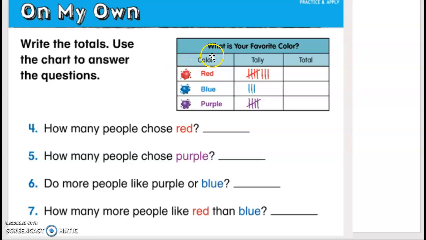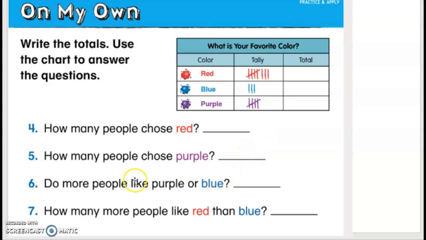Let's take a look at this one. This one is about what is your favorite color? Boys and girls, let's look at this survey. The colors were red, blue, or purple. Number 4 says, how many people chose red? Let's count the tallies. 5, 6, 7, 8. How many people chose red? All right. Then how many people chose purple? Count the tallies.